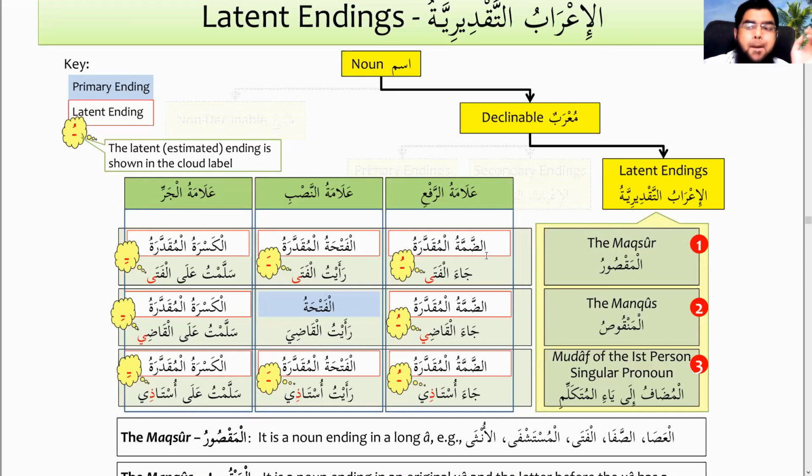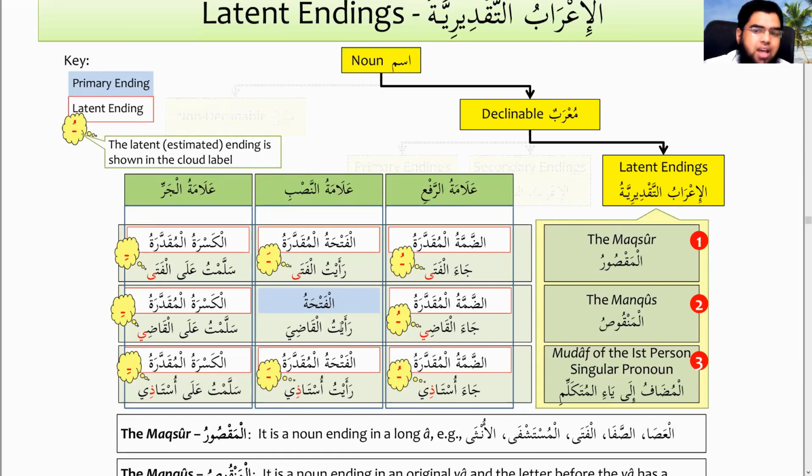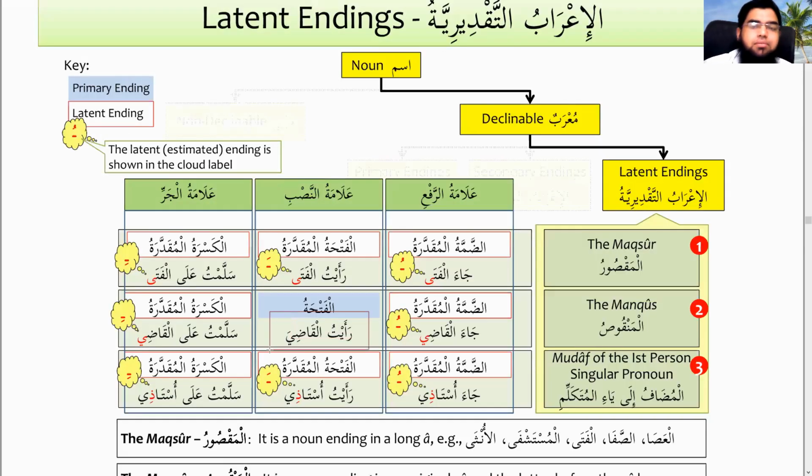All are muqaddara. But in manqus, ja al qadi. Okay, fine. Qadi. Dhammatun muqaddara. It was actually qadiyu, but we don't say it. But in nasb we show the fatha, ra'aytul qadiya. Right? Except in this, all are muqaddara. This is zahira, fathatun zahira. Sallamtu ala al-qadi. This is again kasratun muqaddara.